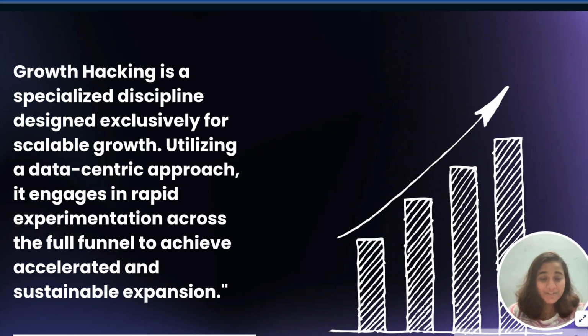This is a simple definition of growth hacking. Wherever you search, you will find a lot of definitions, but this is a very basic definition that I wrote from my book. Growth hacking is a specialized discipline designed exclusively for scalable growth. Utilizing a data-centric approach, it engages in rapid experimentation across the full funnel to achieve accelerated and sustainable expansion. You don't have to memorize all these definitions, you just have to understand what growth hacking is. I hope the short plant story helped you remember what growth hacking exactly is.